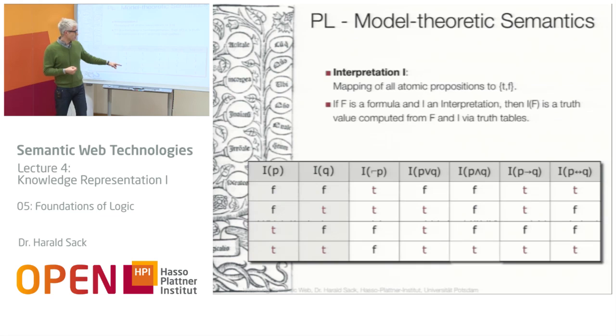And this is the corresponding truth table, where true or false is assigned to each proposition according to the assignment of P and Q. So for example, if P is false and Q is false, then the implication of P and Q must also be false. In this way, you decide which interpretation is given, so which truth value is assigned to a complex formula in propositional logic. And you can prove this via truth tables. So it's pretty simple.